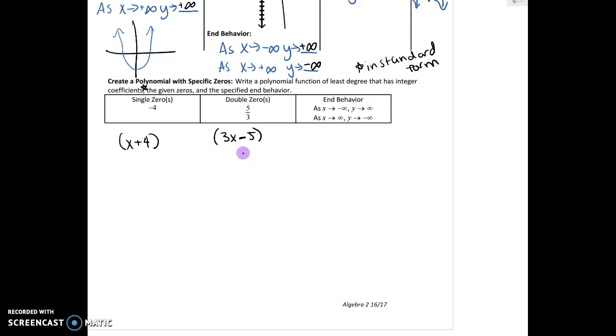And that means I would square this, right? So in order to have two zeros, I would have to have that zero twice. So if I have it twice, that's like 3x minus 5 times 3x minus 5. And so that's 3x minus 5 squared. All right, so that's how I have my double zero.